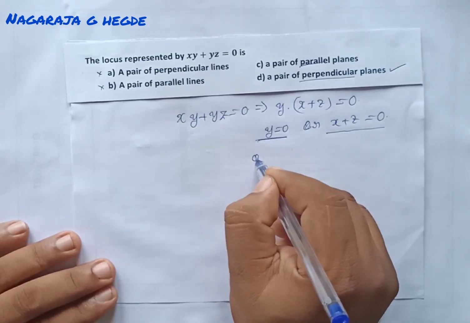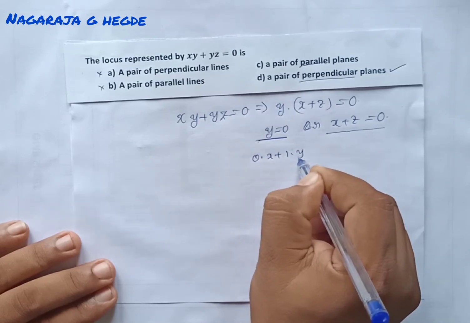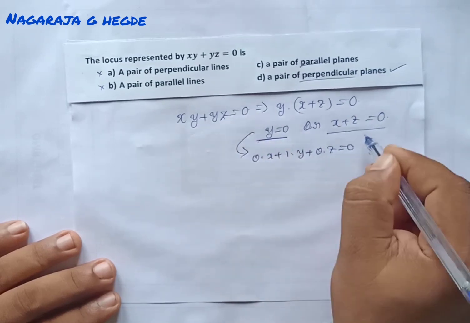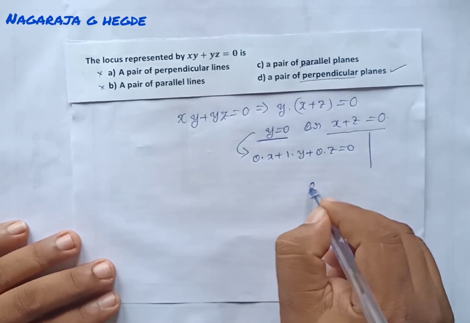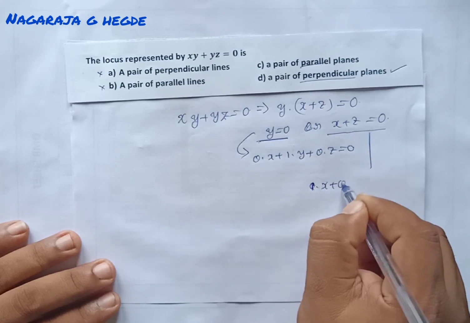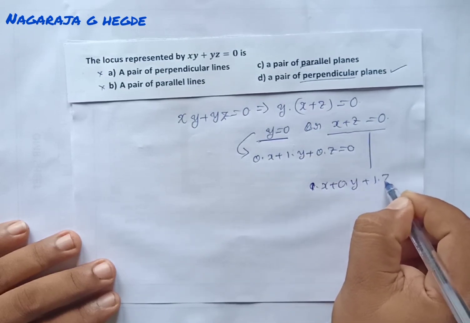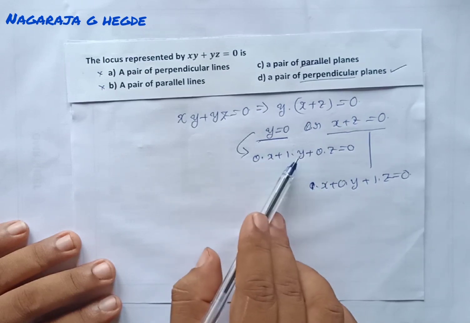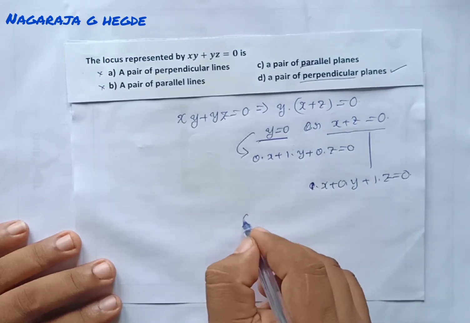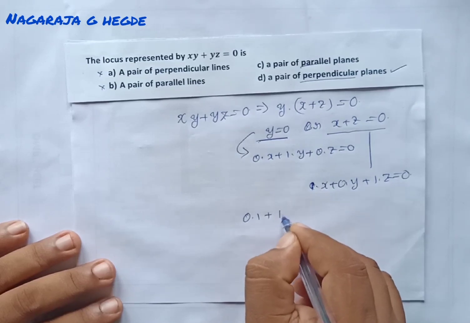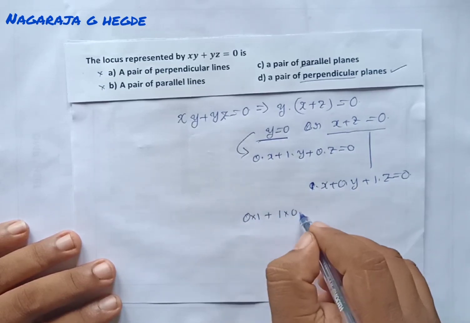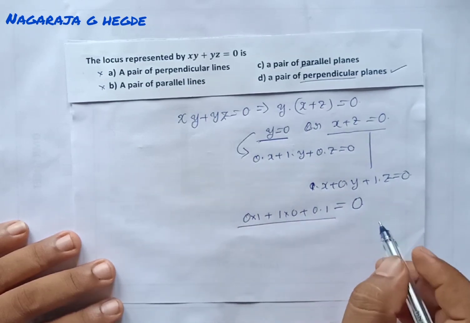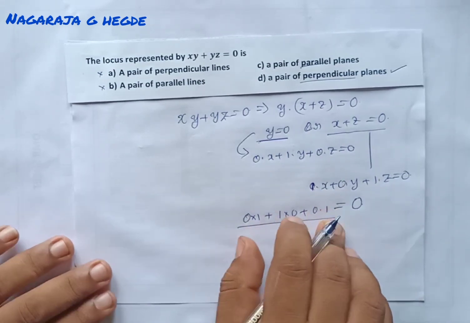Here this one we can write 0 into x plus 1 into y plus 0 into z equal to 0. First equation. Second one, 1 into x plus 0 into y plus 1 into z equal to 0. If you multiply the coefficients, 0 into 1 plus 1 into 0 plus 0 into 1, what are we going to get? 0. Entire product is 0. That means both are perpendicular.